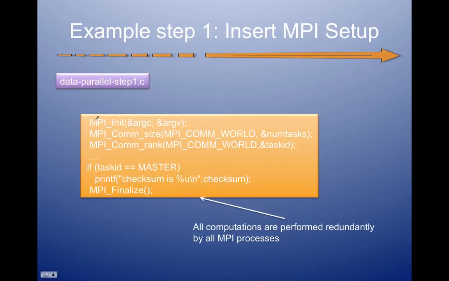What I do next is to add the MPI setup in here. I'm not doing much, and everything is still performed; all the computations are performed redundantly. I didn't change anything else in the code. I just have now two processes, and I just added this guard, so only one process displays the checksum.